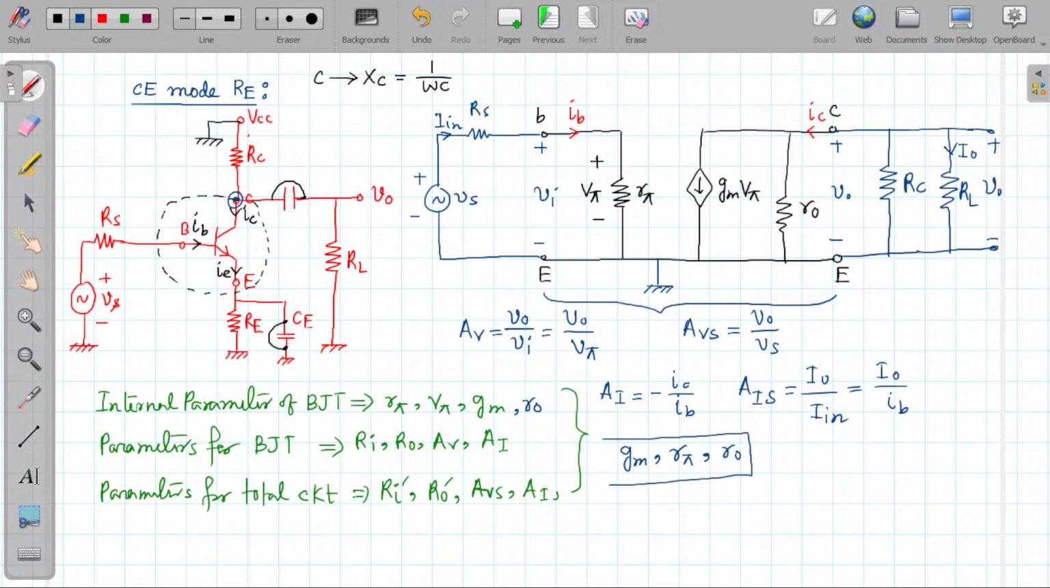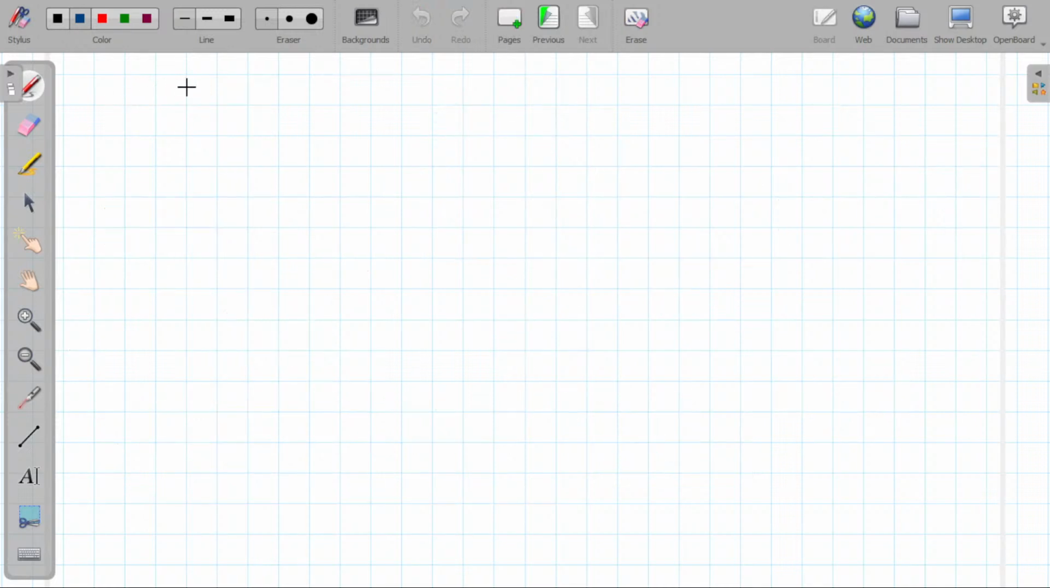These three parameter values do not change with the configuration. They will be similar for any configuration. For a particular BJT, the value of GM, R pi, R0 will be the same whether you connect the BJT for common emitter mode or for common collector mode. So now we have to find some internal parameters of the BJT. The first internal parameter is the R0 parameter. So first we will have to discuss the internal output impedance.